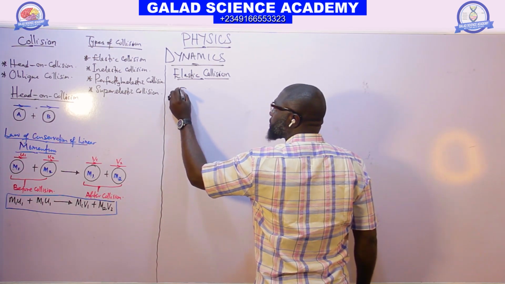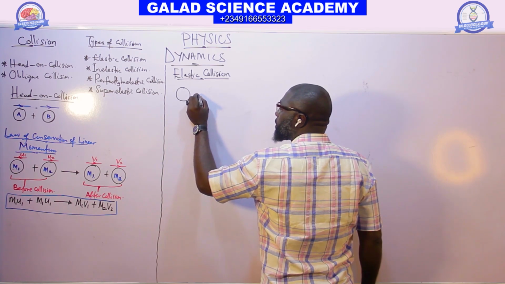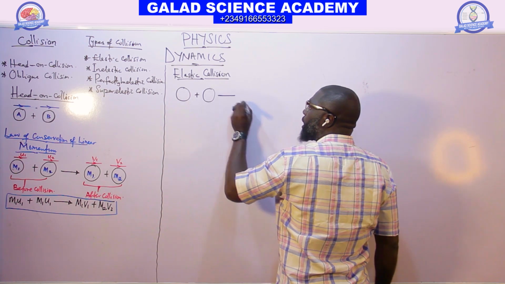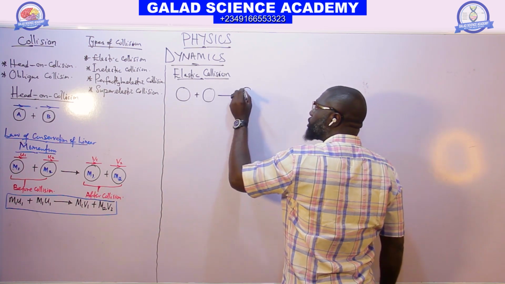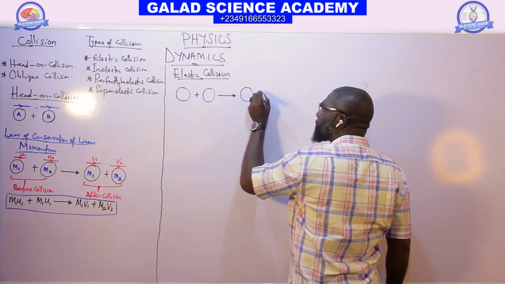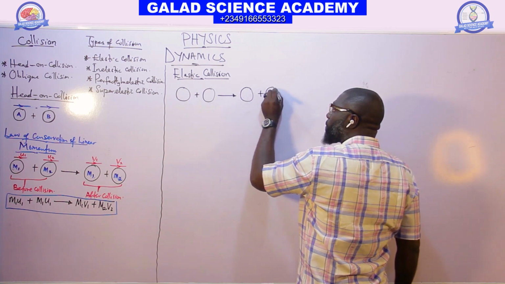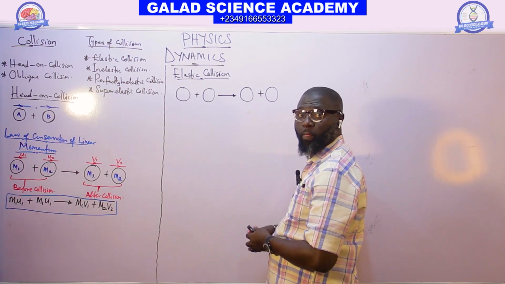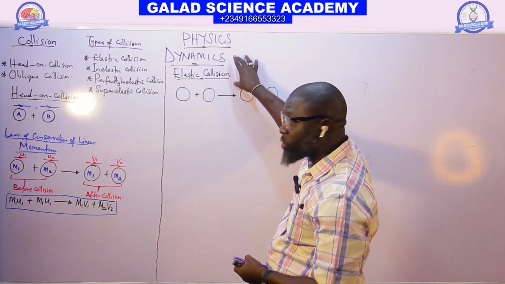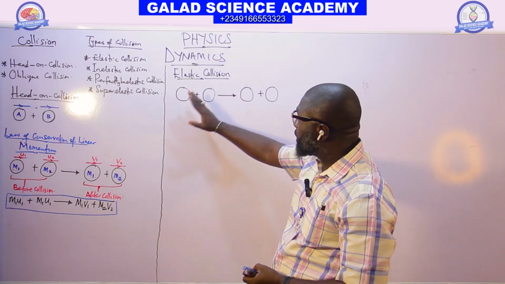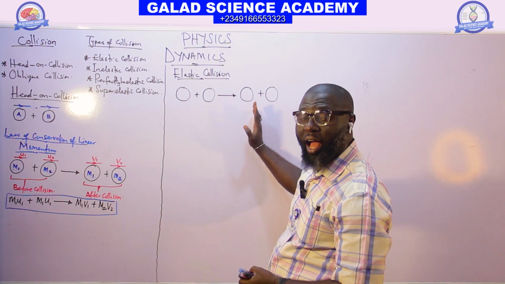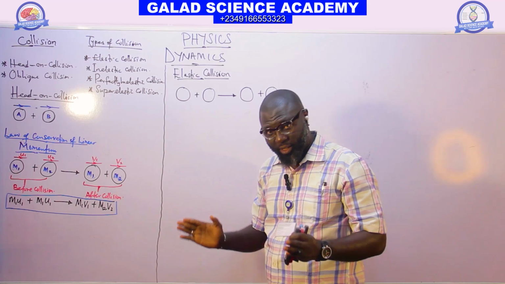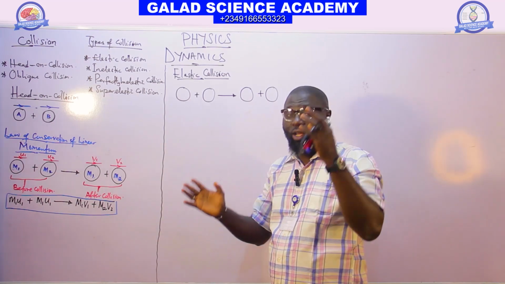We have a body. We act with this another body. After collision, we have this. I forgot to add two things to it. In elastic collision, if two bodies collide together, after collision, the two bodies are separate. They will not stick together afterwards.